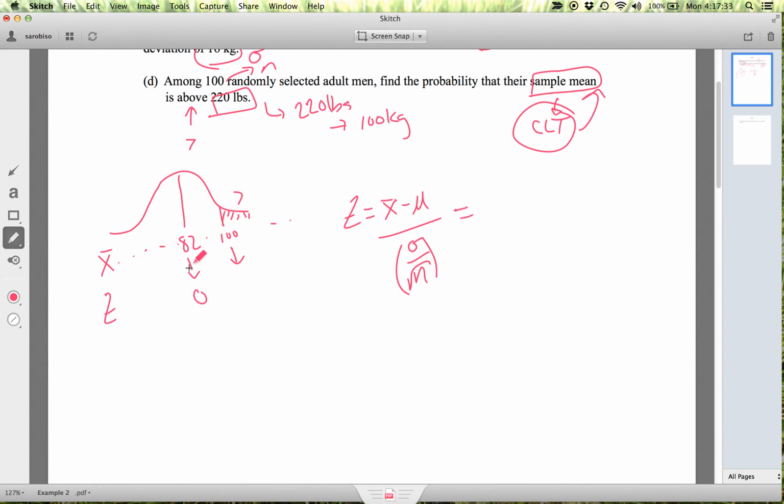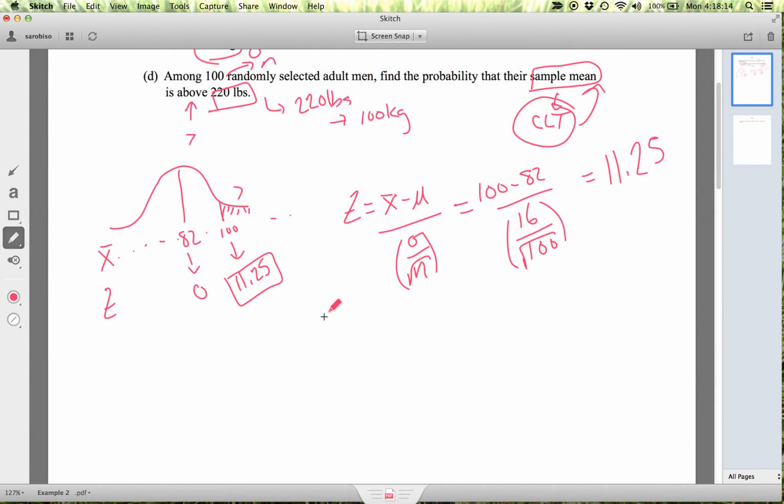We've already converted the middle into 0. We knew that the middle would be 0. Let's convert this value of 100 into its corresponding Z value. This will be 100, subtract the middle here, which is 82, divided by the standard deviation, 16, over the square root of 100, since the number of people in this sample is 100. The value I get in my calculator when I do this is 11.25. So this value actually converts to 11.25.